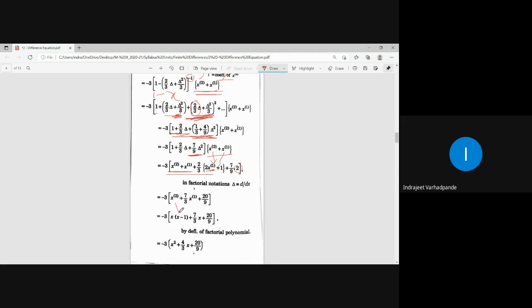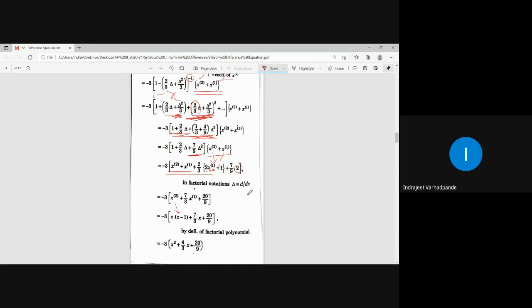Now operate term by term. 1 multiplied by this bracket is going to be x to the power 2 factorial plus x to the power 1 factorial. Delta operating, the derivative will be 2 into x to the power 1 factorial plus 1, right? And lastly delta square, that is, 2 to the power 2 into the derivative of x to the power 1, only 2 will remain. And that is how you now write it in the simplified form. Then x to the power 2 factorial can be written as x into x minus 1. Simplify it in the form of x, you get the particular integral.